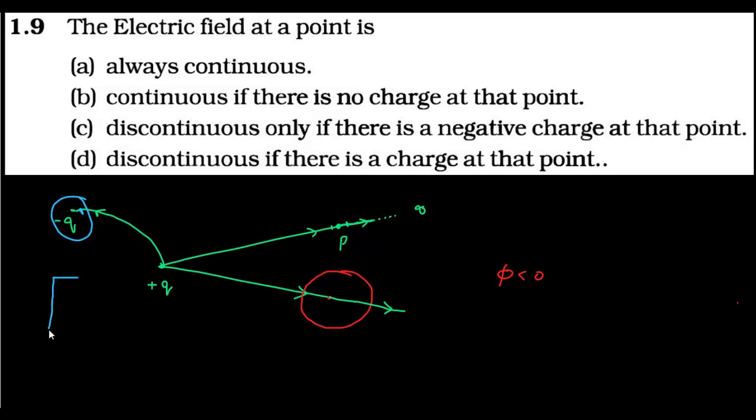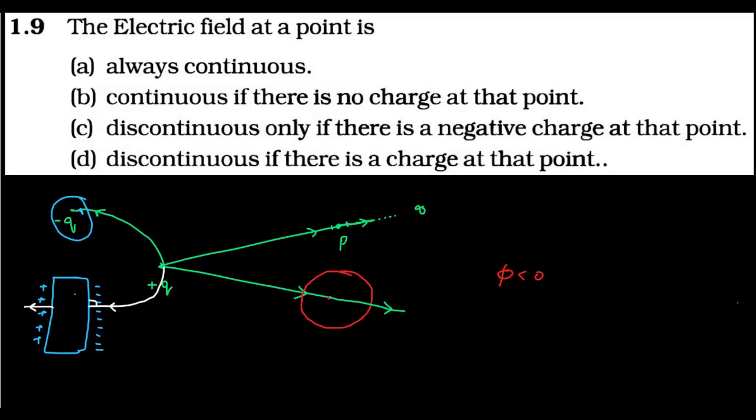Or you can understand this discontinuity in another way. Let us consider this metal plate, and due to the presence of this positive charge, we have an induced charge: negative on this side, positive on this side. Now a field line that travels from this positive charge will touch this metal surface perpendicularly. Clear? And this will emerge out from this side.